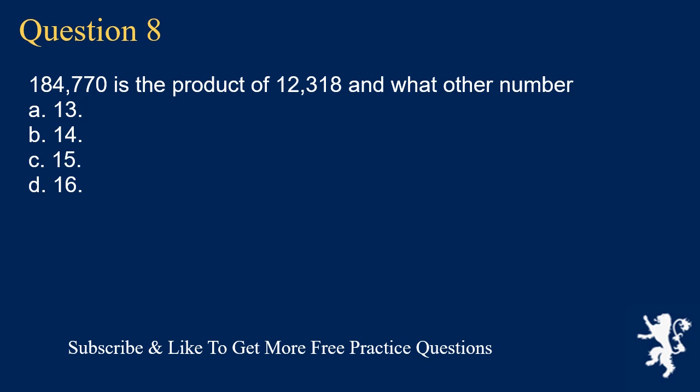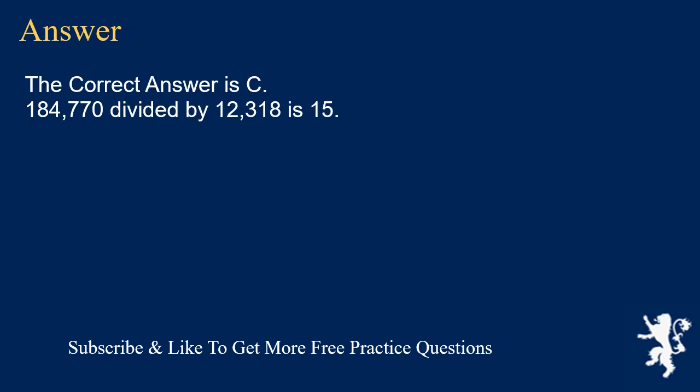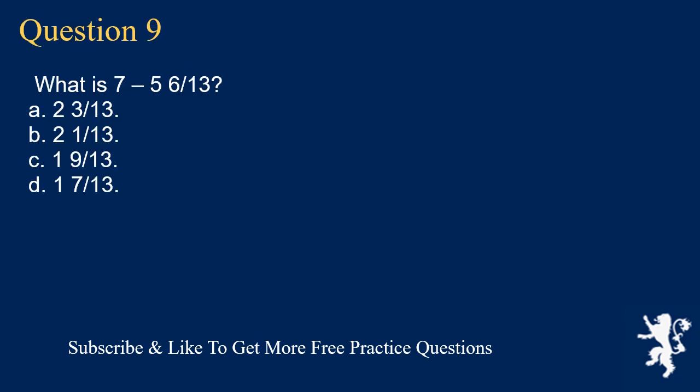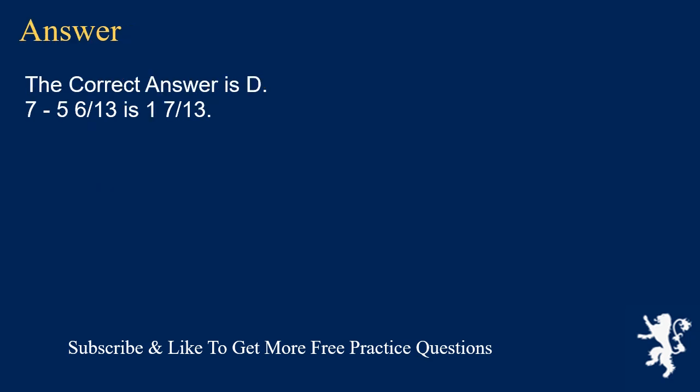Question 8. 184,770 is the product of 12,318 and what other number? A. 13. B. 14. C. 15. D. 16. The correct answer is C. 184,770 divided by 12,318 is 15. Question 9. What is 7 2/13 minus 5 6/13? A. 2 3/13. B. 2 1/13. C. 1 9/13. D. 1 7/13. The correct answer is D. 7 2/13 minus 5 6/13 is 1 7/13.